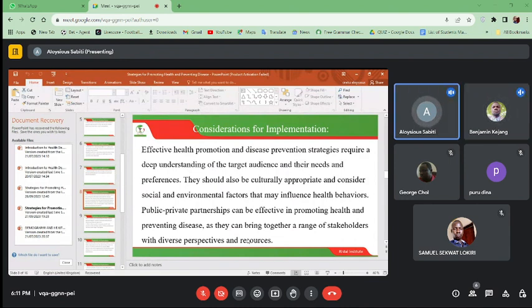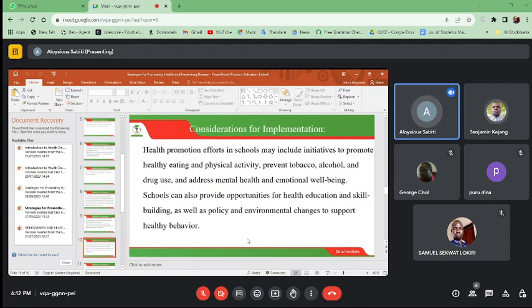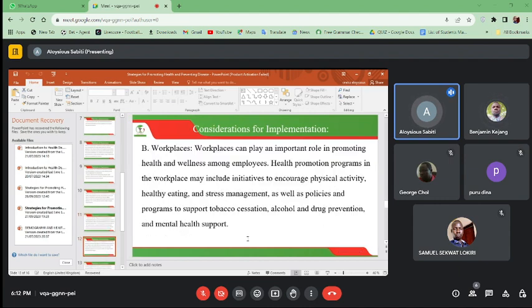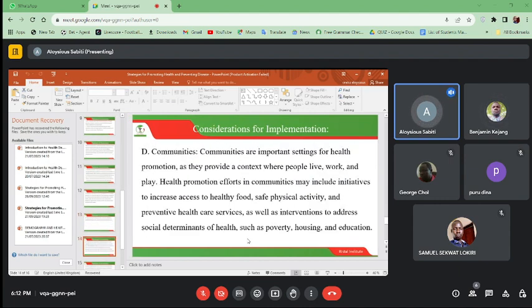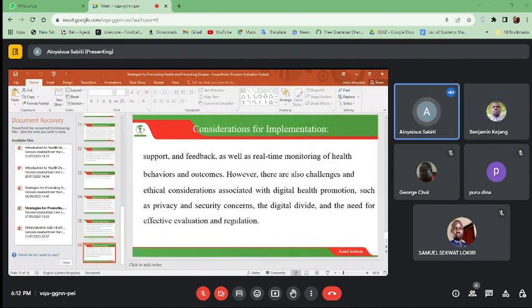strategies, and we were able to say that we need to understand the environmental factors, but also there are certain institutions that you shouldn't leave out if you're considering implementing a disease preventing strategy. And we said you can't leave out schools, communities, healthcare facilities, workplaces, and online and digital settings. And that led us into what we call needs assessment.